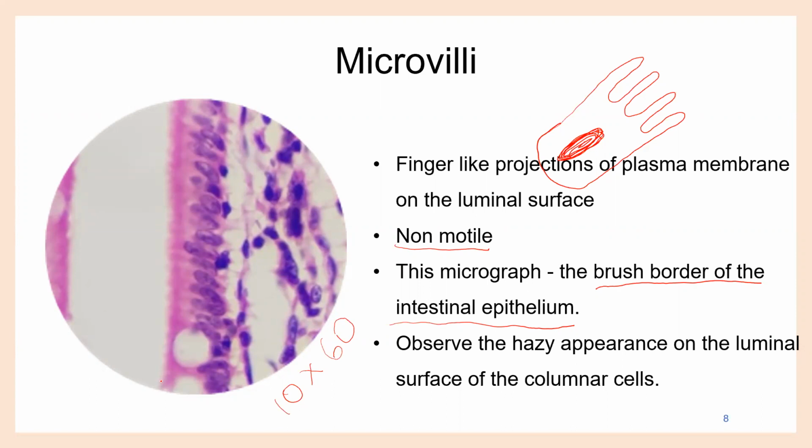Now here you can see only a hazy appearance, right? This is sort of a hazy appearance on top of the columnar cells. And this one here is a goblet cell. They look sort of crowded like this, but actually they are in the same plane, though they look a bit crowded. This is the wall of the small intestine where you can see simple columnar epithelium with microvilli, right? So observe the hazy appearance on the luminal surface of the columnar cells.